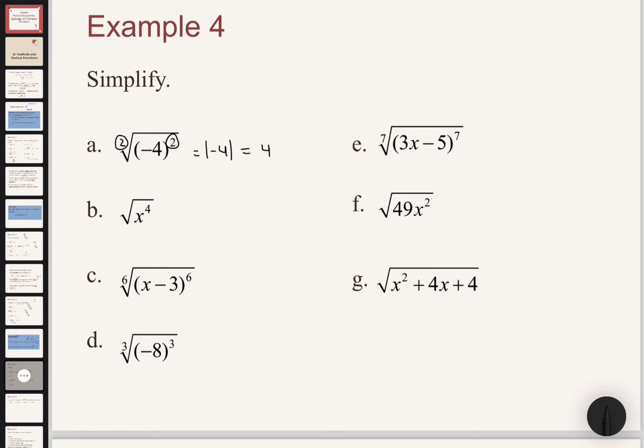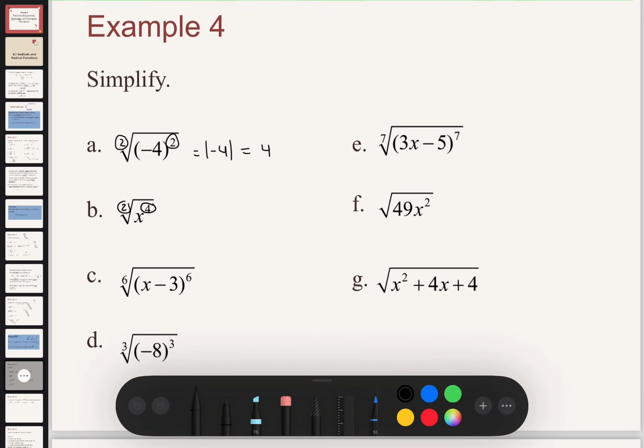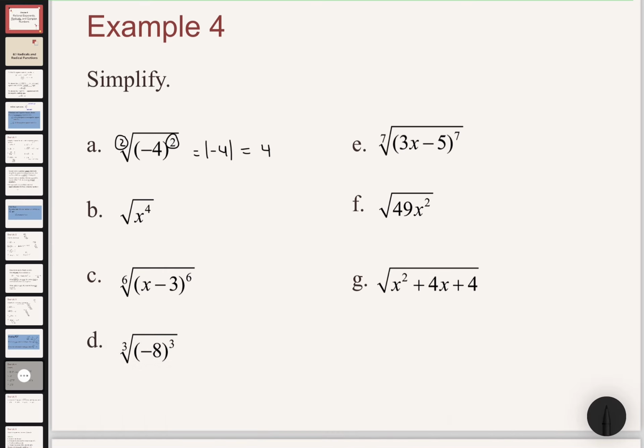Over here, okay, so this one, x to the fourth. It seems like these numbers don't match right now. 2, 4. In my world, that does not match. But let me erase a little bit here. I can rewrite x to the fourth as the square root of x squared, squared. Now those numbers match. It's an even n value, so it's the absolute value of x squared, which is just going to be x squared.